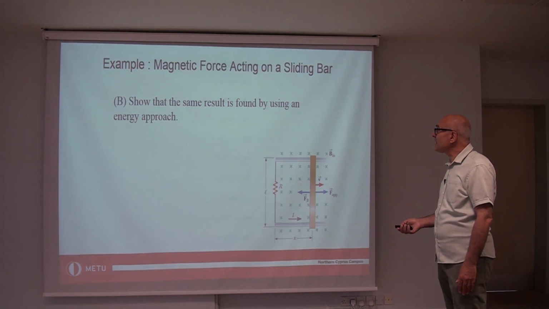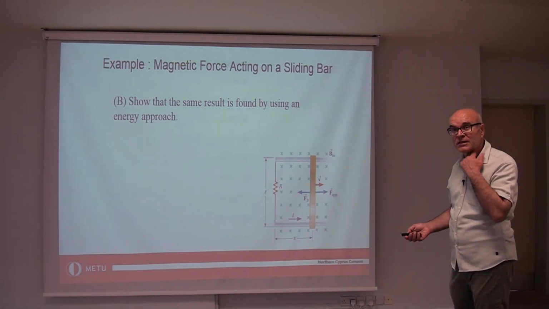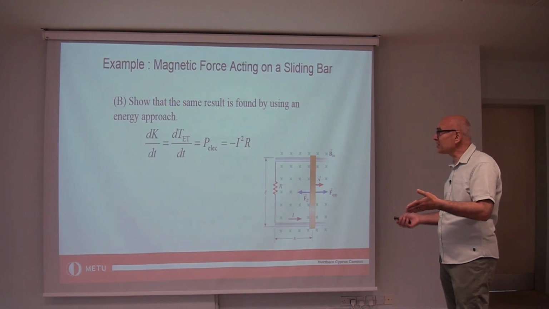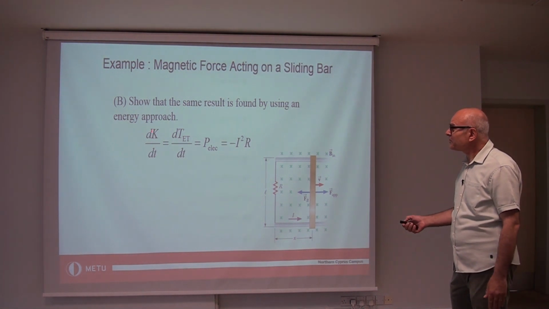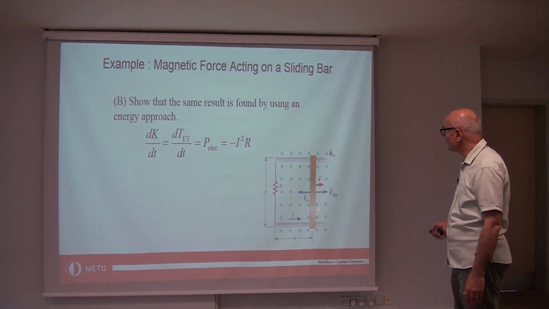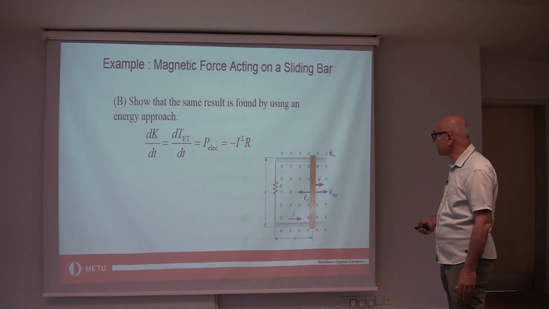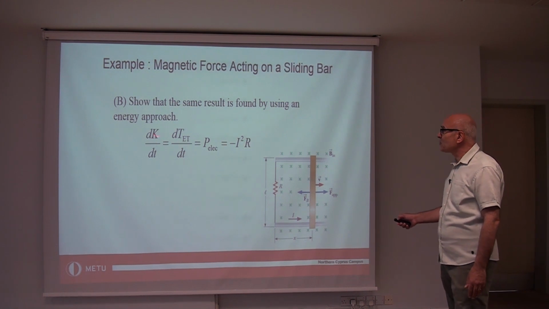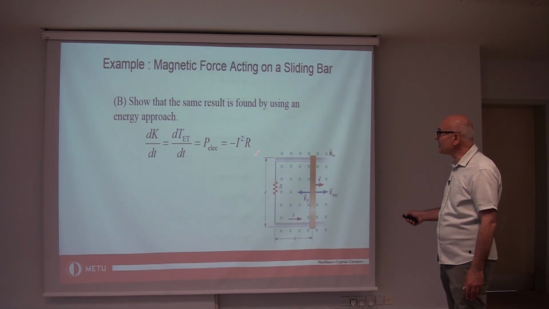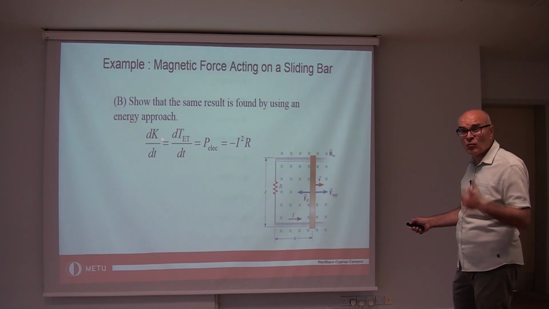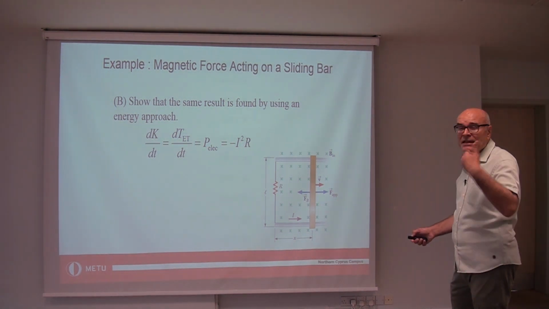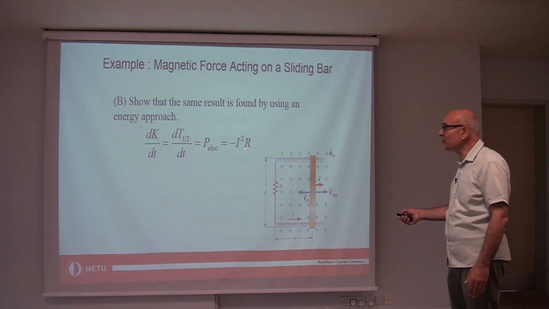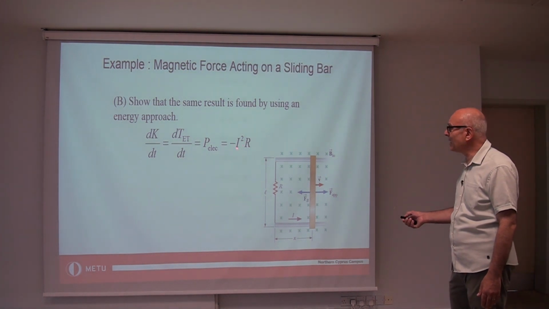Now, show that the same result is found by using an energy approach. Let's apply energy considerations so that you can get the same expression for the time dependence. The energy consideration is that the rate of change of the kinetic energy of the bar is equal to the power dissipated here. So dK by dt is equal to P electric, which is equal to minus I squared R. This minus sign, why? Because the kinetic energy is decreasing in this case, so you need a minus sign here.